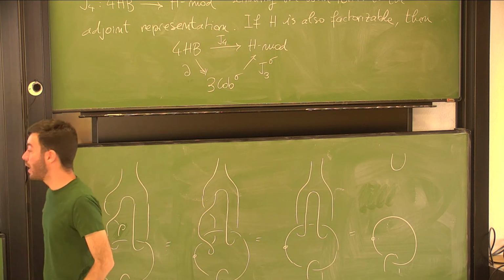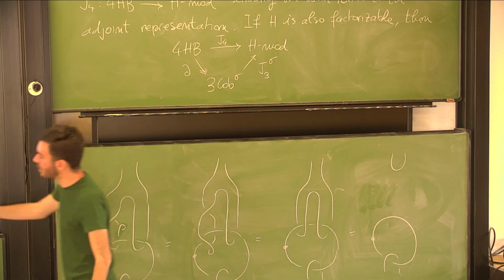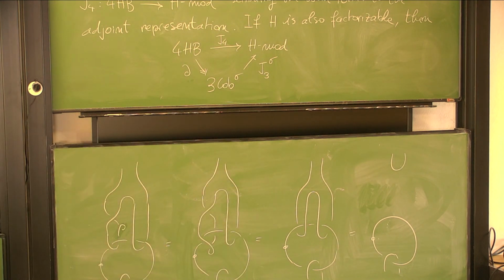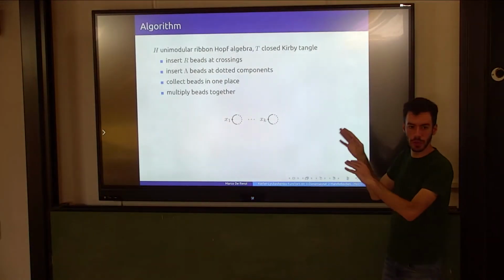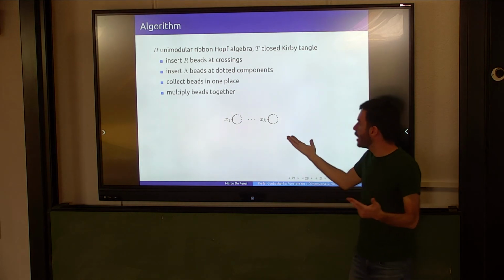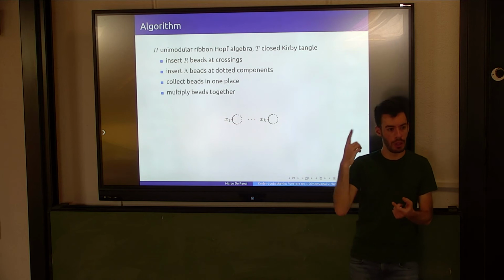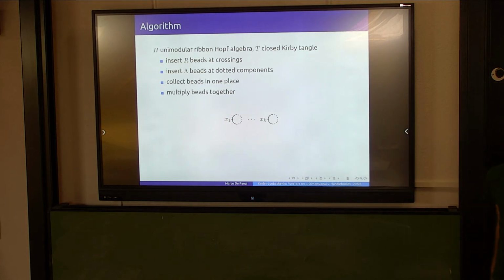And then you will end up with a bunch of components. These dashed parts indicate that they might all be knotted together in a singular version, but you don't care about this. What you care about is that you have, let's say, k components, and on each of them you have a single bead carrying a label given by an element of the Hopf algebra.